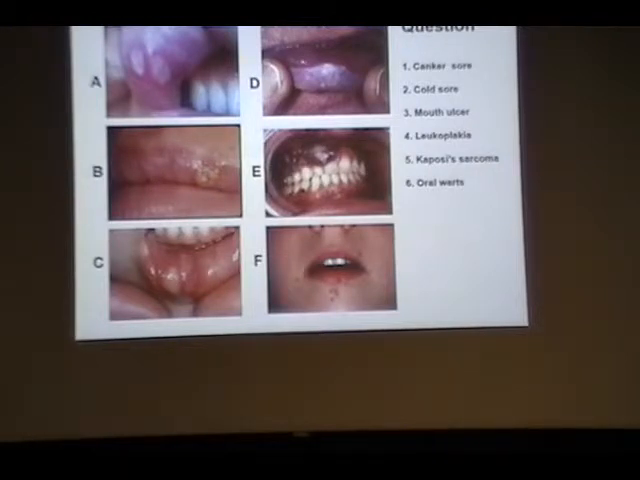Can you guys match up? Tell me what is what? Which is which? Yes. I think A is leukoplakia. A? Yeah. Okay, so it's okay. So I can tell.